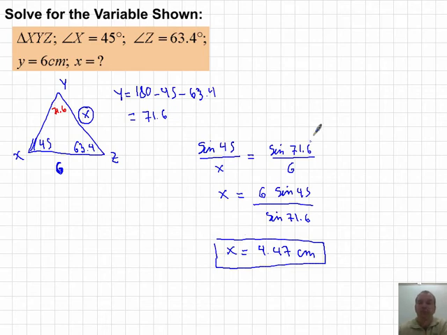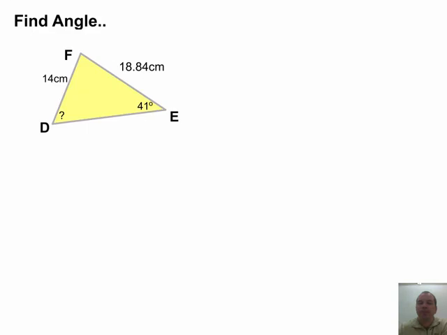Okay? On the next example, we need to find an angle. And what angle is that? Angle D. Do I have opposite side, opposite angle? I do. I have the side and the angle, so I don't have to do extra work. I can just go set it up straight. So sine of D over opposite from D is 18.84. 18.84 is equal to sine of 41 over 14.